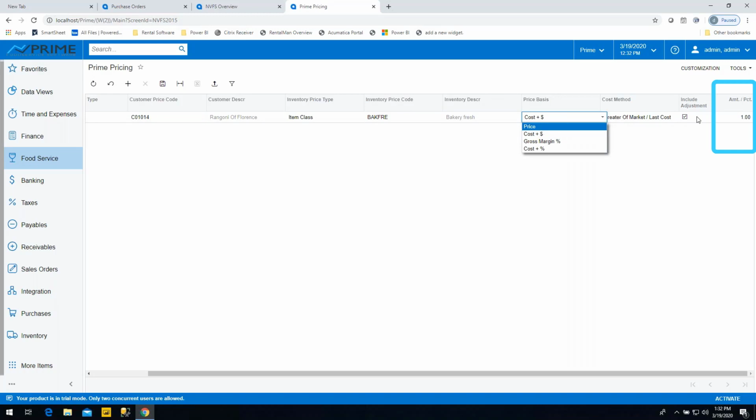If we're going to do a fixed price amount, we can simply enter that here. We can do cost plus the dollar amount, so I get the cost price plus $1. I can do a target gross margin percent for that item, or I can get X percent over cost. So those are the models for coming up with price. However, the last three models all rely on us knowing some type of cost. So the next thing we have to determine is, how do we decide what cost is?